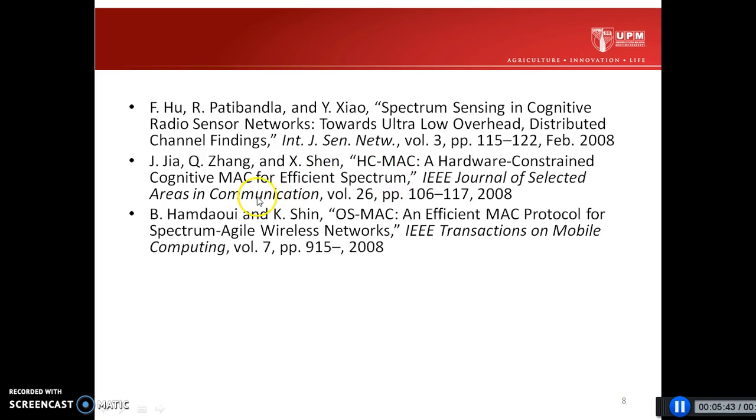And then lastly, by Hamodai, OS MAC, an efficient MAC protocol for spectrum agile wireless networks, which is opportunistic spectrum, proposed for CRSN where SUs form a group and a node is chosen, and this node is equipped with artificial intelligence where it remembers the characteristics and group members for bandwidth utilization. However, in this paper the power consumption is not considered.